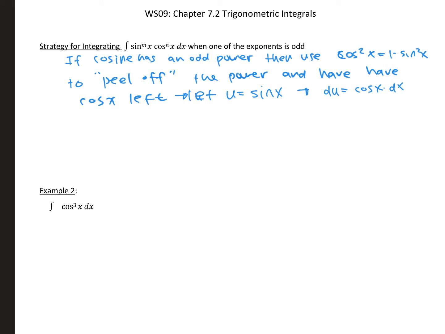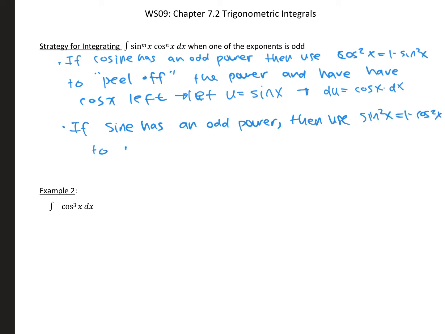Evaluate the integral. Same, if the cosine has an odd power, then you do the same thing. So if sine has an odd power, then use sine squared is 1 minus cosine squared to peel off the power. Then let u be cosine x, and du will be negative sine x dx. Okay. All right, let's look at one more example here.